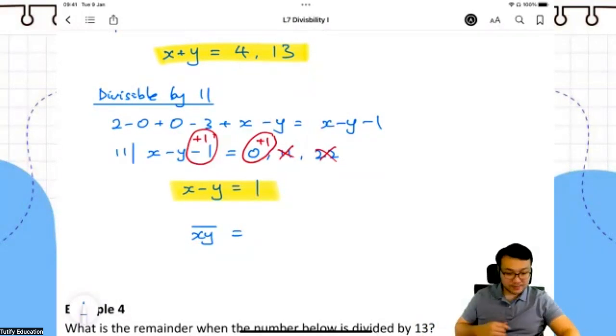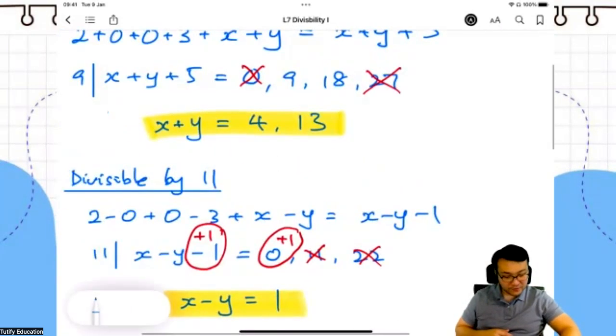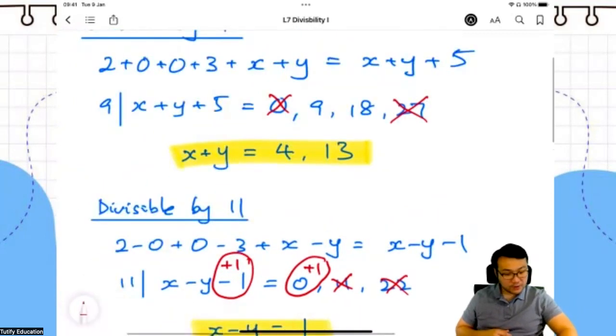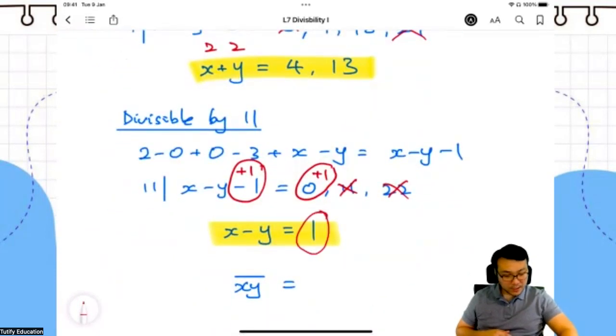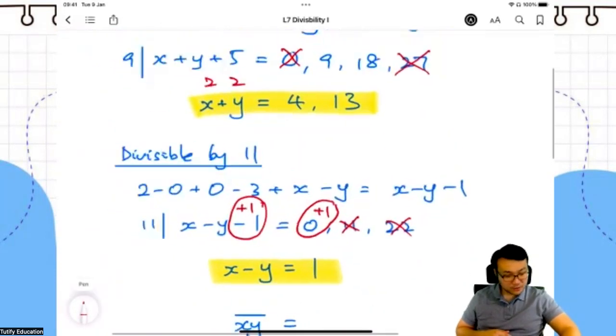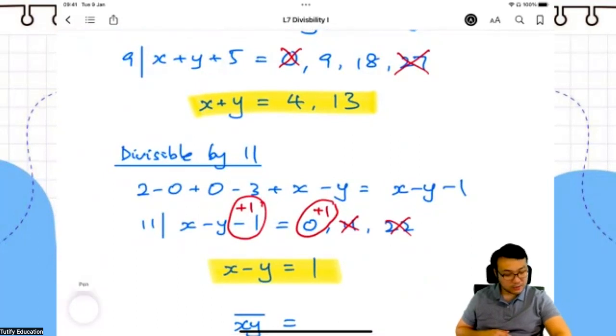Okay, let's do it step by step. Let's try the number 4, okay? How do I get 4? 2 plus 2, right? But if it is 2 plus 2, will I get 1 if I take x minus y? No, I will not. So it's out. What is 3 plus 1? It is 4, right? But if I take 3 minus 1, will I get 1? No. So is it possible for it to be 4? No. Let's try 13. Which two numbers add up to 13?